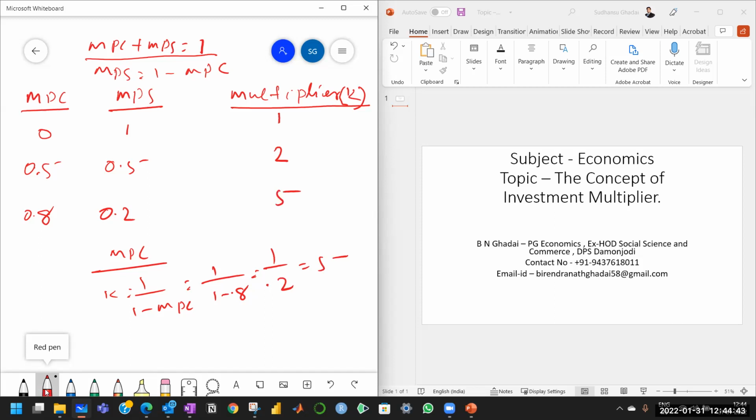The multiplier will be 5. You calculated from MPC. Now calculate from MPS. K is equal to 1 by MPS, so that is 1 by 0.2, sorry, which is again 5.